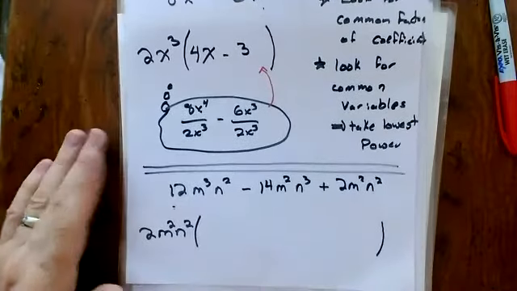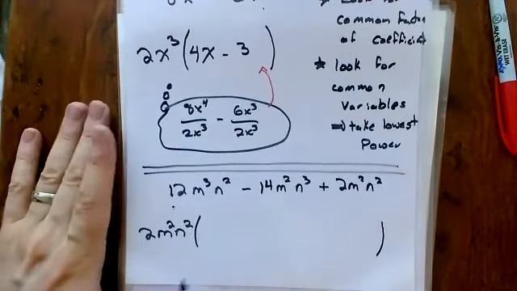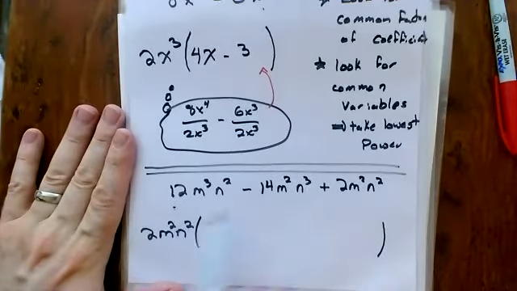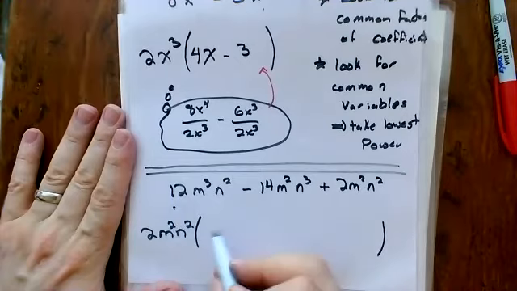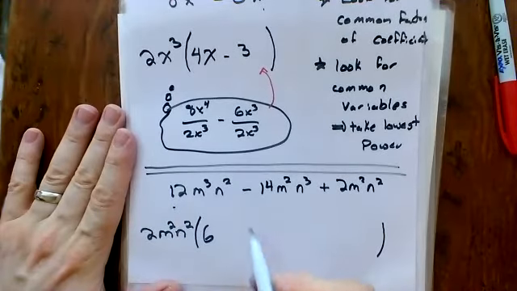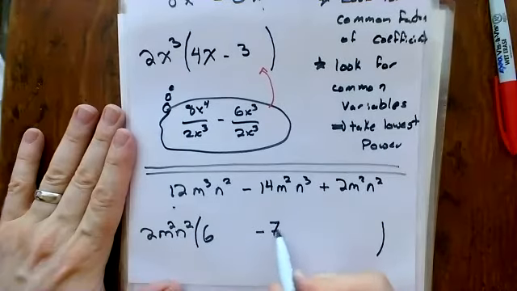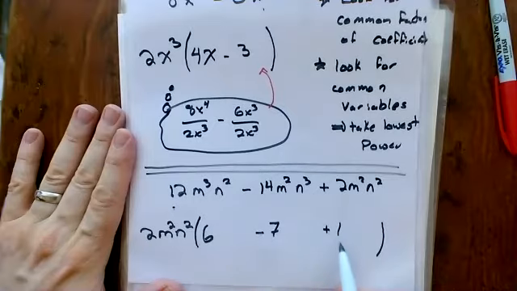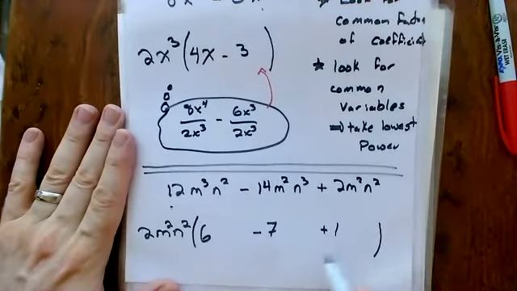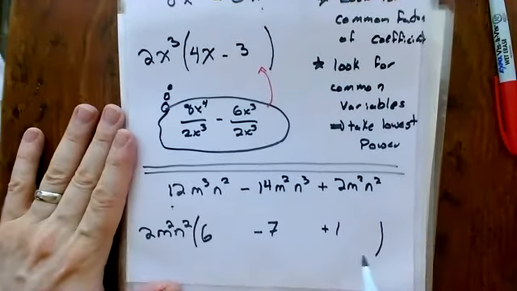Now, when I do this, I'll show you what I do. I first start with the coefficients. 12 divided by 2 is 6. This is a minus, so I'm going to put a minus here. 14 divided by 2 is 7. And 2 divided by 2 is 1. I'm going to put this 1 here as a placeholder. We don't technically have to have it. Oh, actually, yes, we will.